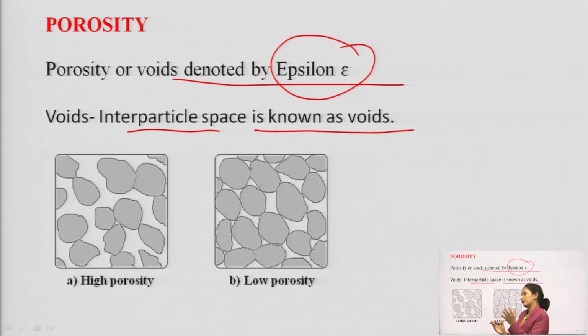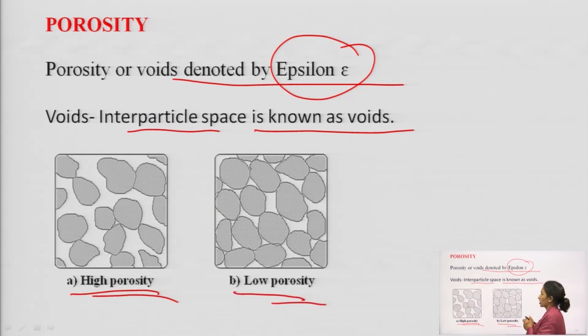Suppose that we have filled 1 gram or 10 grams of powder in a container. That powder will occupy the volume of the actual particle as well as the interparticle space as well as the intraparticle space. That interparticle space is also known as the air space or void volume.